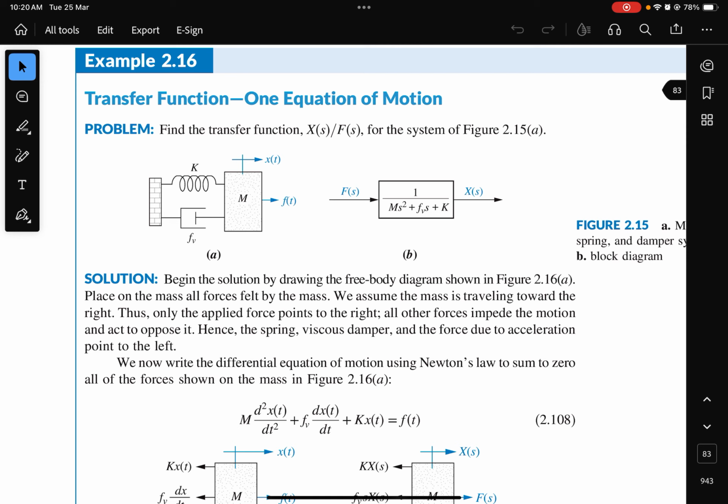The first step is we need to draw the free body diagram. The free body diagram will show or visualize all of the forces felt by the mass, and we assume that the mass is traveling to the right. So we're going to show it right now.